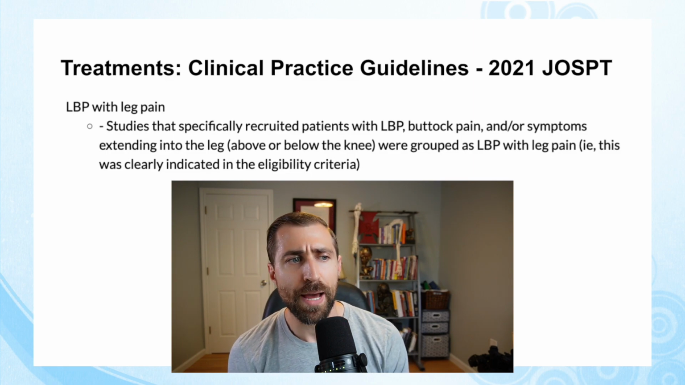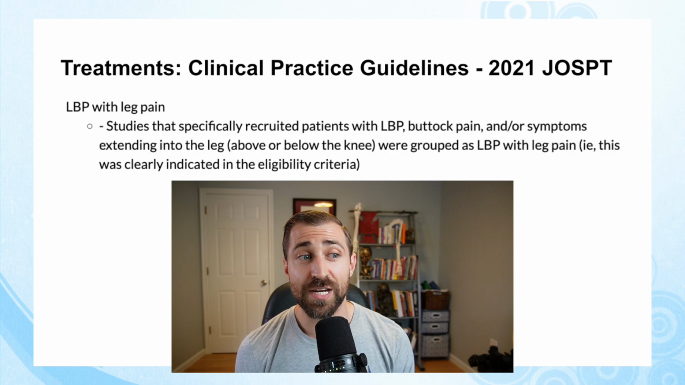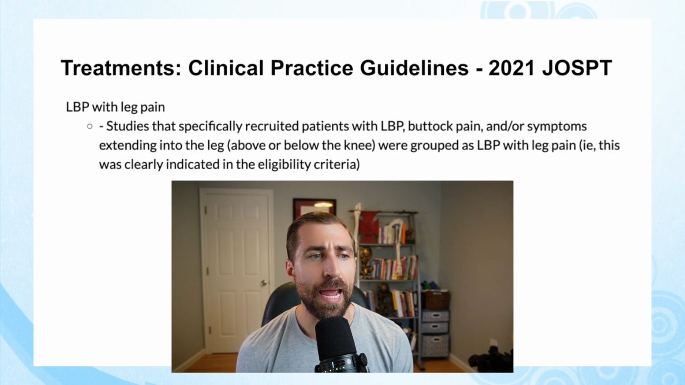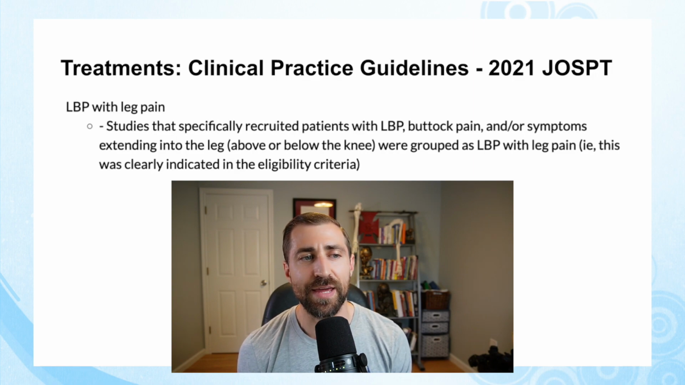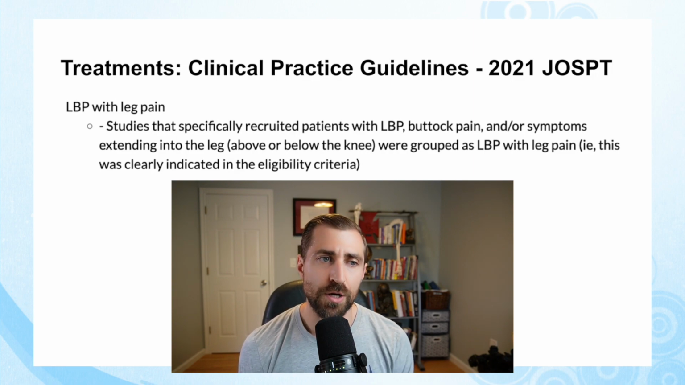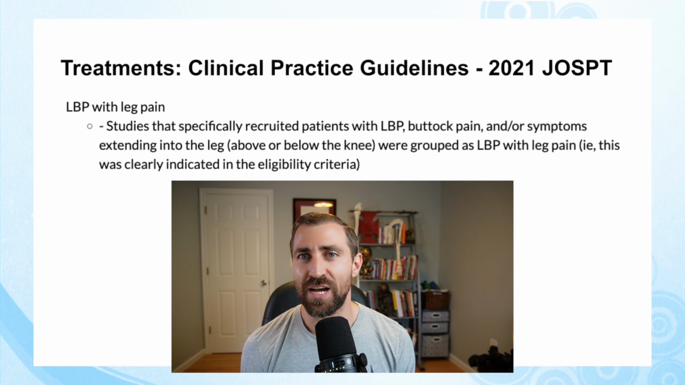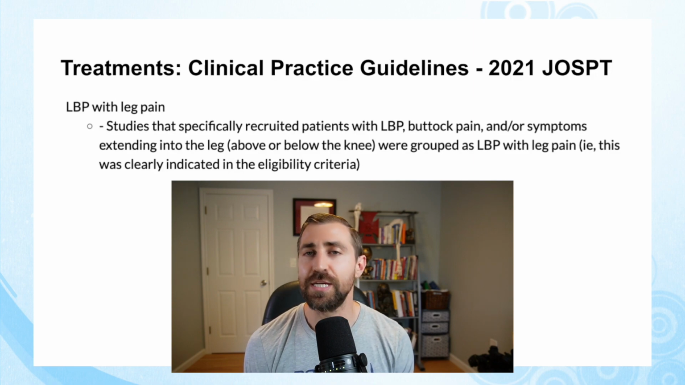So they defined low back pain with leg pain as studies that specifically recruited patients with low back pain, buttock pain, and/or symptoms extending down the leg, above or below the knee, were grouped as low back pain with leg pain, i.e., this was clearly indicated in the eligibility criteria. So largely, they're just looking at studies where that's how they defined low back pain with leg pain, which we know is not the same as radicular low back pain. So take these with a grain of salt.